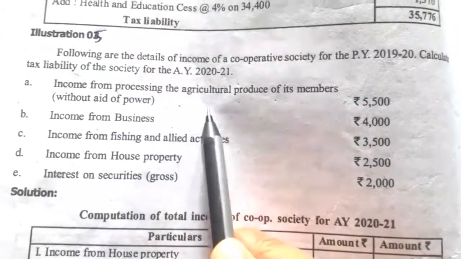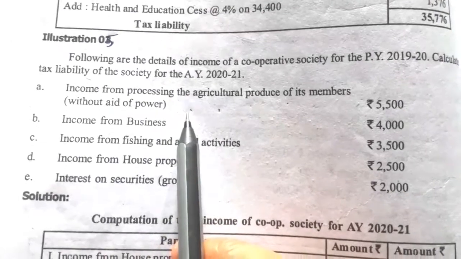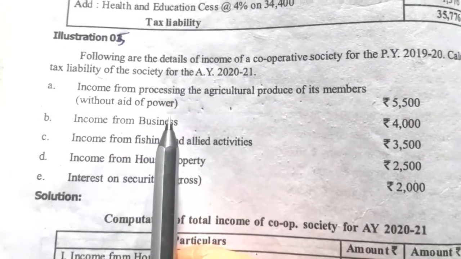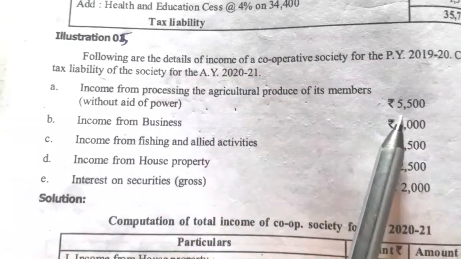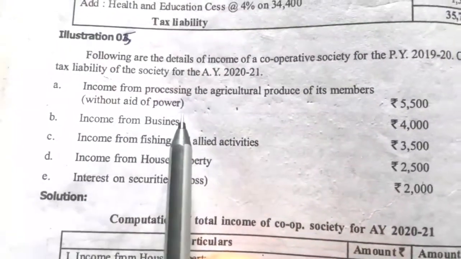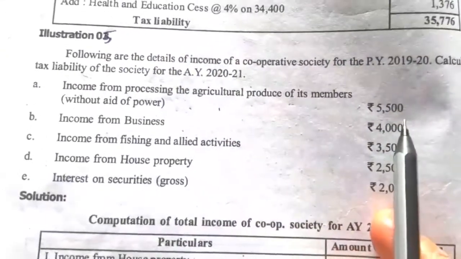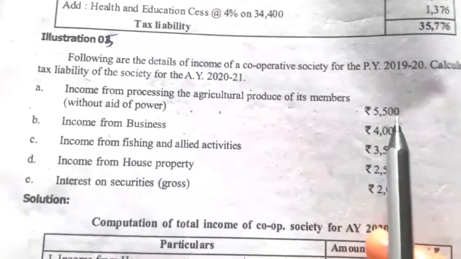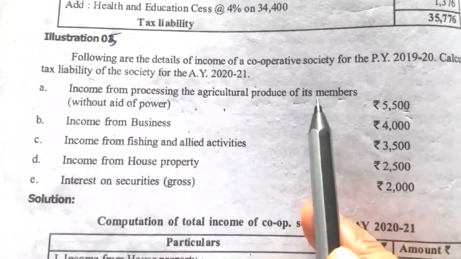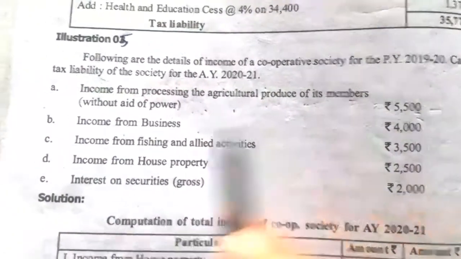Again, for this income the cooperative society can claim deduction under Section 80P. If this processing is done with the use of power, then no deduction can be claimed. Here the processing of agricultural produce is done without the aid of power, so we can claim deduction under Section 80P for this 5,500. So two treatments: one is we take it under the head Section 28 business income, and again we claim deduction under Section 80P.